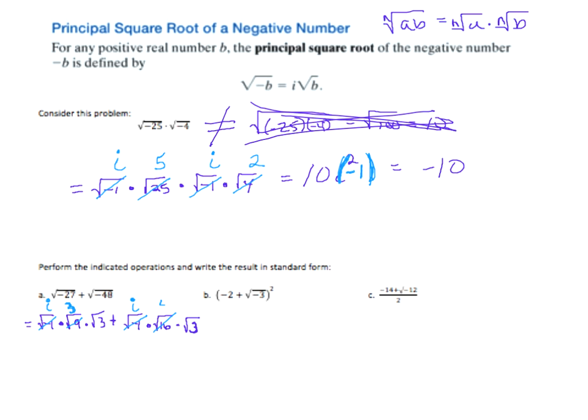Square root of negative 1 is i. Square root of 16 is 4. So when I simplify this, I have 3i square root 3 plus 4i square root 3. Now I have like terms. I have 3 of these things called i square root 3, and I have 4 of these things that I'm combining with called i square root 3. That gives me 7 of these things called i square root 3.